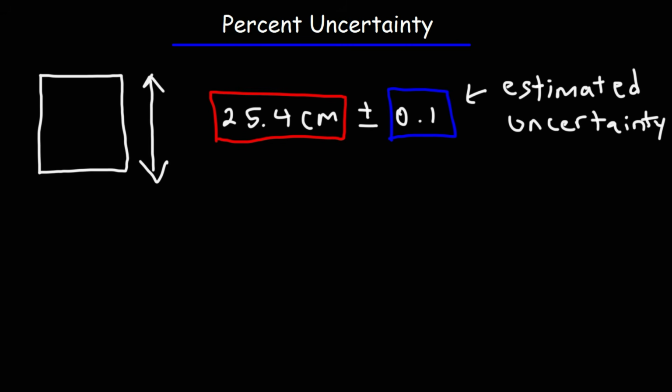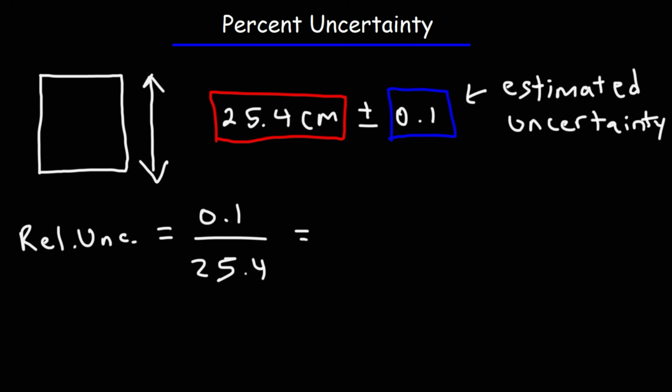Now, if we wish to calculate the relative uncertainty, it's simply the estimated uncertainty, or the absolute uncertainty, divided by the measured value. So it's 0.1 divided by 25.4. So let's see what that comes out to. So that's 0.003937. So that's the relative uncertainty.